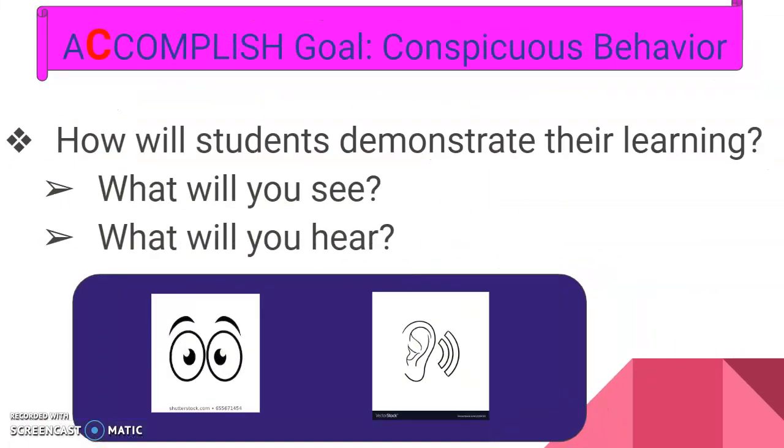Now let's talk about conspicuous behavior. This is a fancy term that describes how students will demonstrate their learning. What will you as the teacher see? What will you hear? This should be stated within the goal.